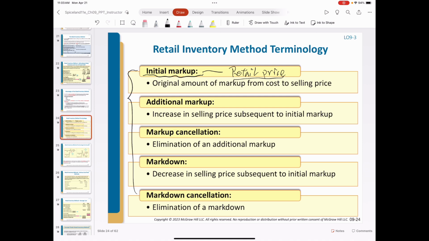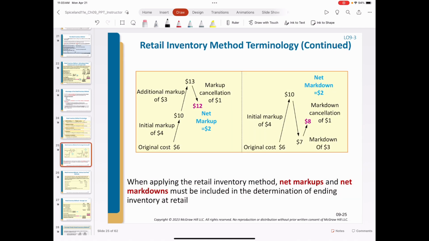Then the follow-up four represent adjustments to this retail price. Markup means an increase in the retail price. Markup cancellation represents elimination of the additional markup. Markdown is a reduction of the retail price, while markdown cancellation is the elimination of the markdown. For example, the cost of inventory was $6 per unit. After an initial markup of $4, the retail price was $10. So this is the market suggested price or tag price.